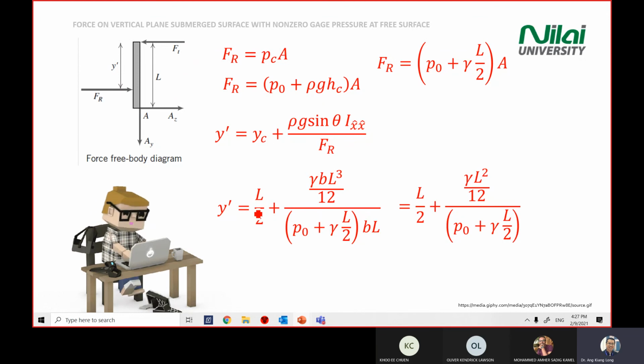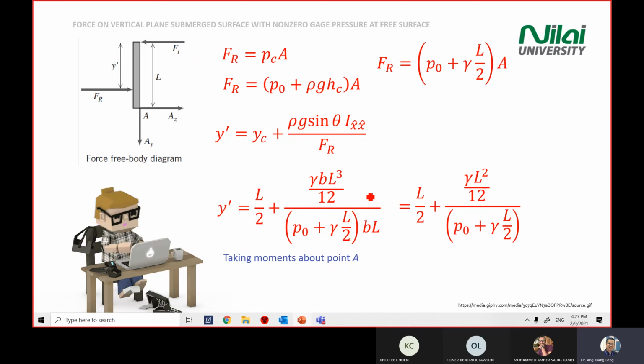Then you simplify the equation, right? Simplify the equation, then you can take out the B, take out the L accordingly. So at the end, your Y prime equals L divided by 2 plus your specific weight, L squared divided by 12, divided by pressure plus specific weight again, L divided by 2. Okay. So at the moment, we still deal with a general equation. We tidy up all the equations we need to use. Next, we just substitute all the values inside there.